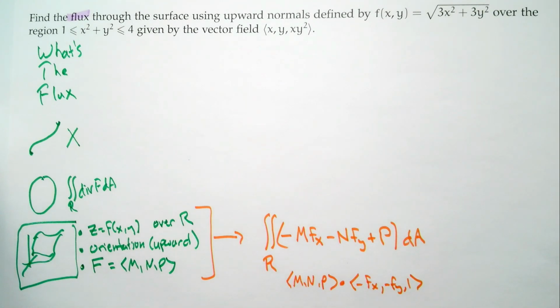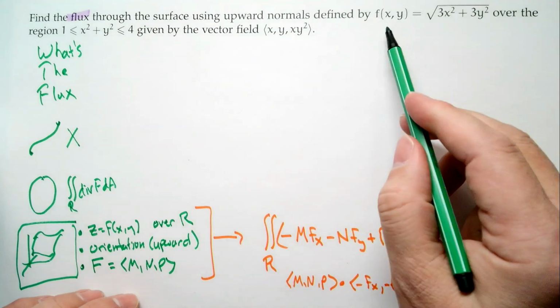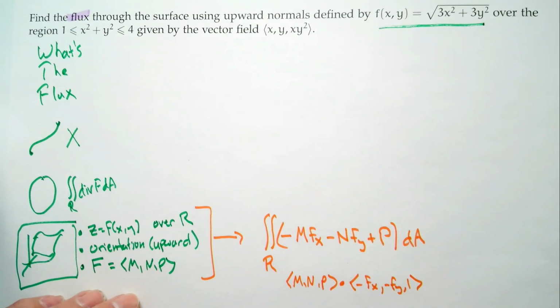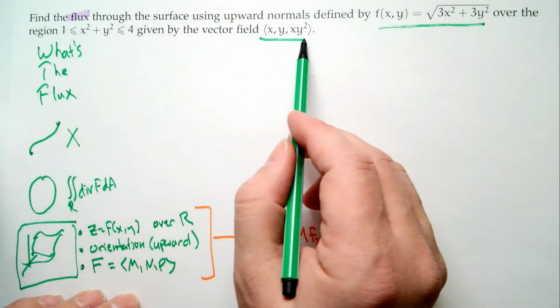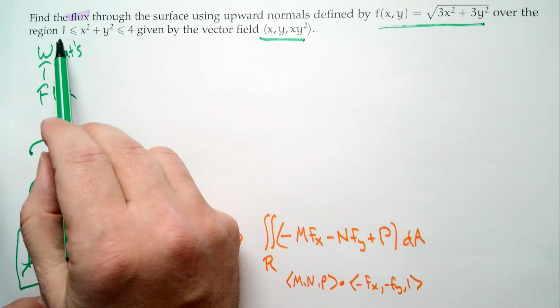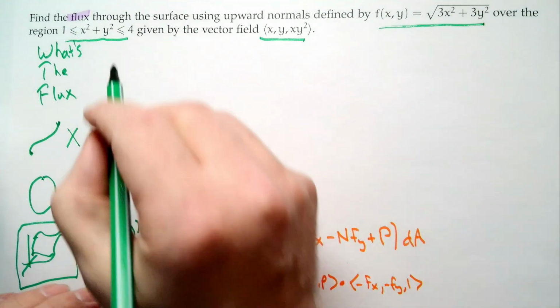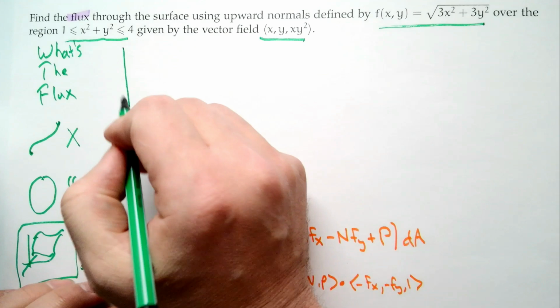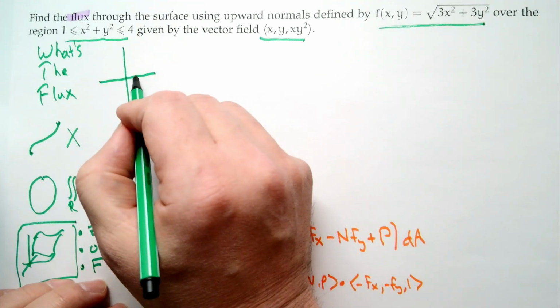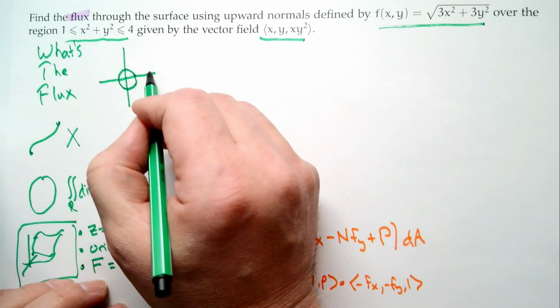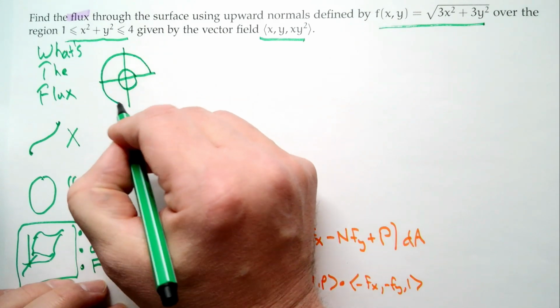From here, it's basically just do the work. So we have our function, we have our F, our vector field, and we have our region. It's described to us as x squared plus y squared being between 1 and 4. So right away we notice that this region is a circle inside another circle. Here's our region R.